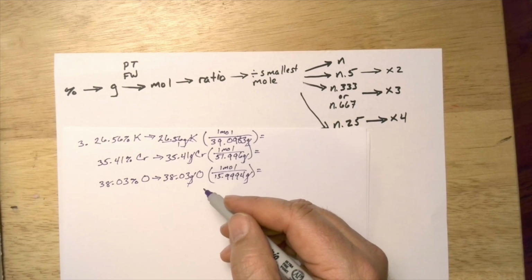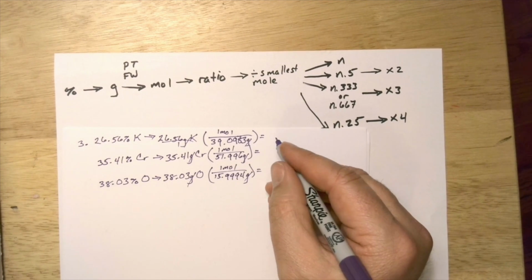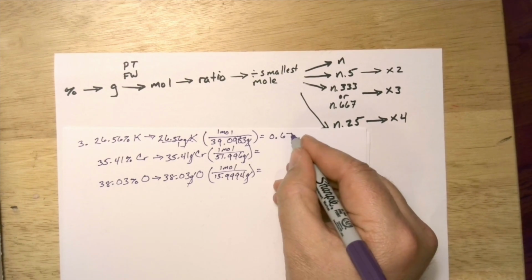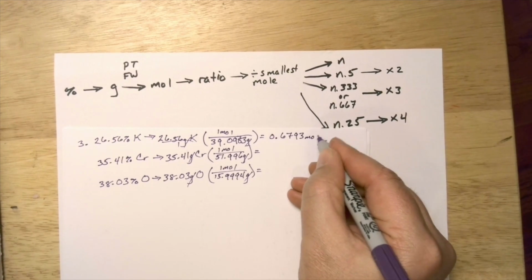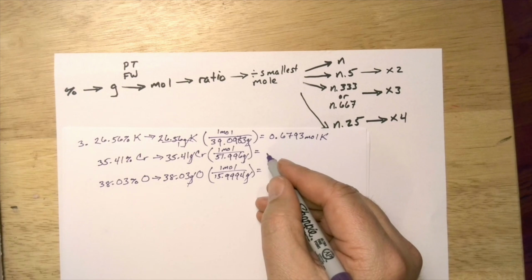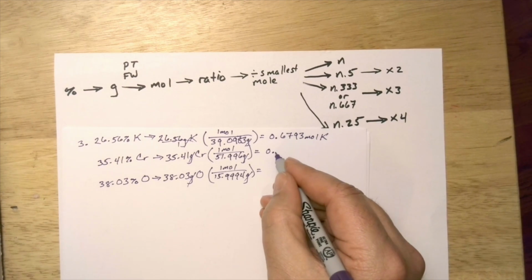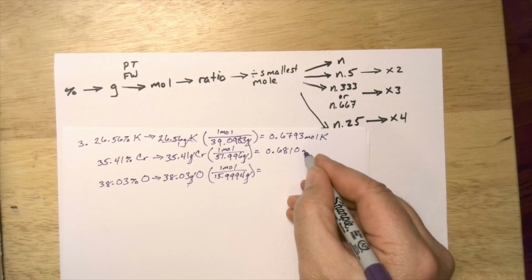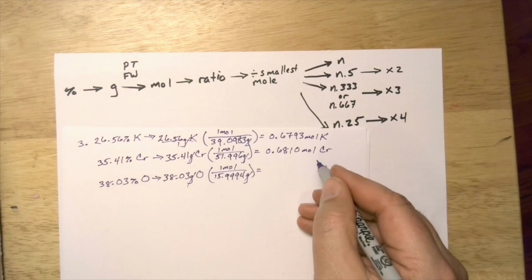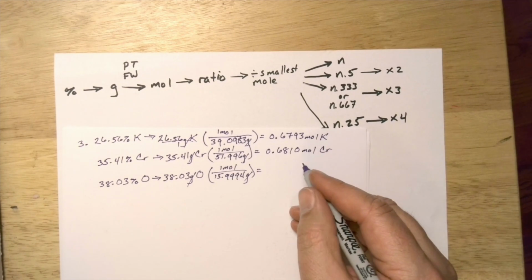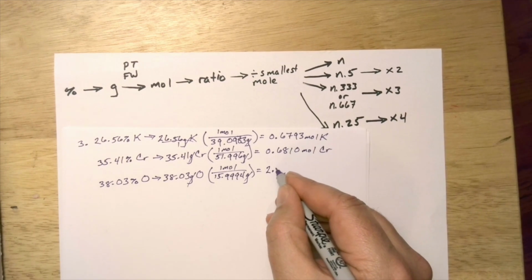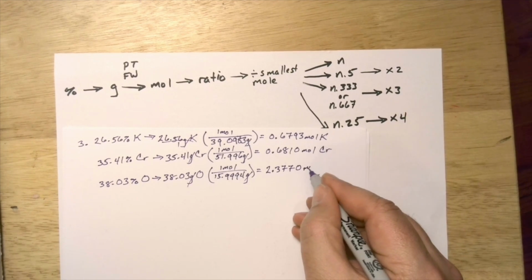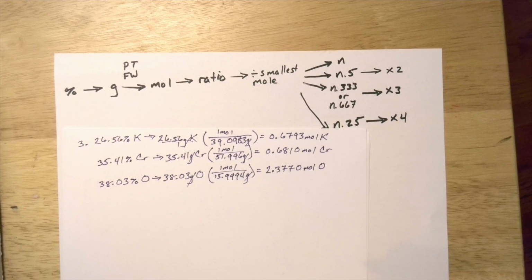And so when you divide it out, for potassium, you get 0.6793 moles of potassium. For chromium, you get 0.681, basically 0.68 moles of chromium. And for oxygen, it's 2.377, basically it kind of rounds to 2.4 moles of oxygen. So we have the moles.